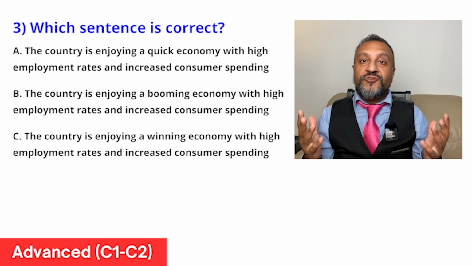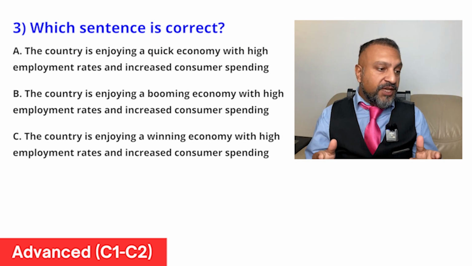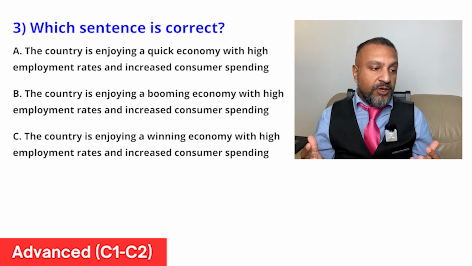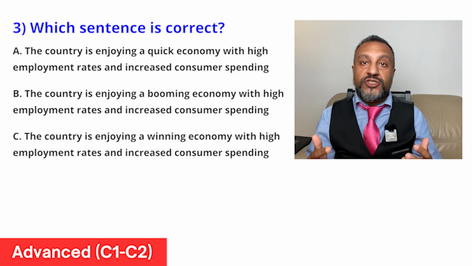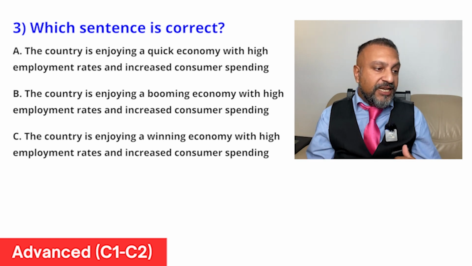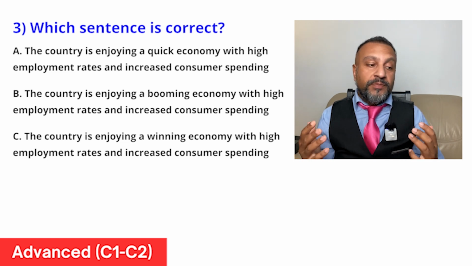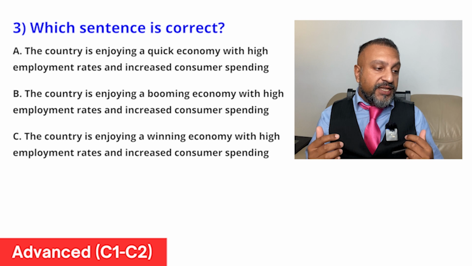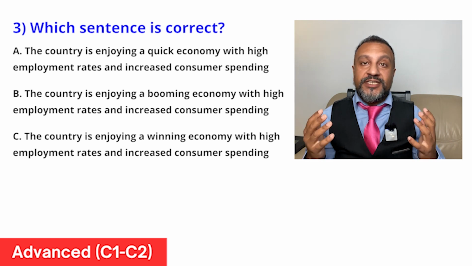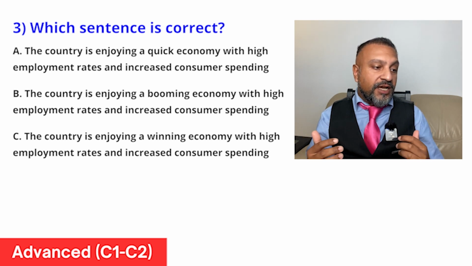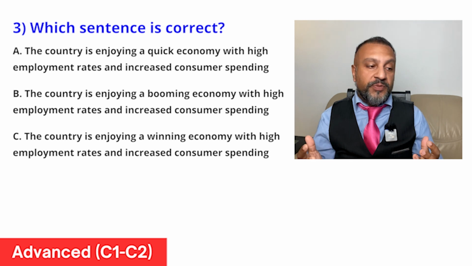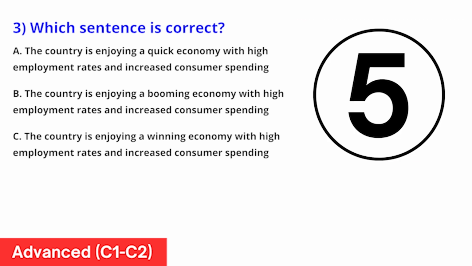Which is the correct sentence? The country is enjoying a quick economy with high employment rates and increased consumer spending. The country is enjoying a booming economy with high employment rates and increased consumer spending. The country is enjoying a winning economy with high employment rates and increased consumer spending.